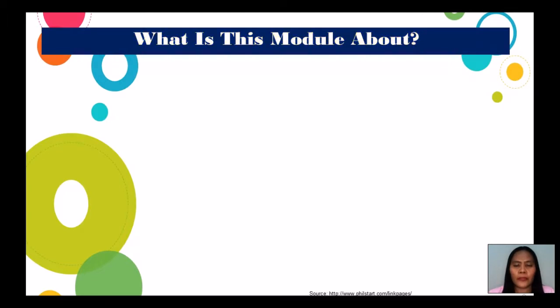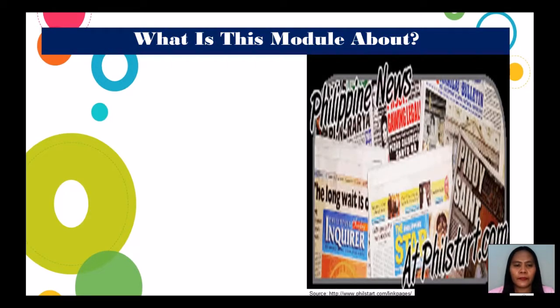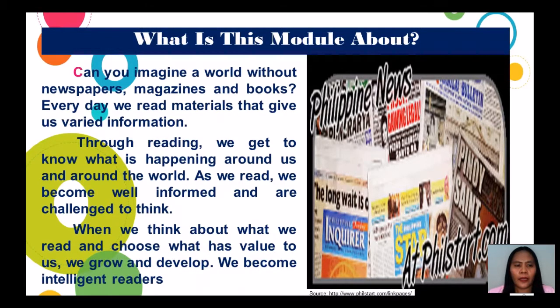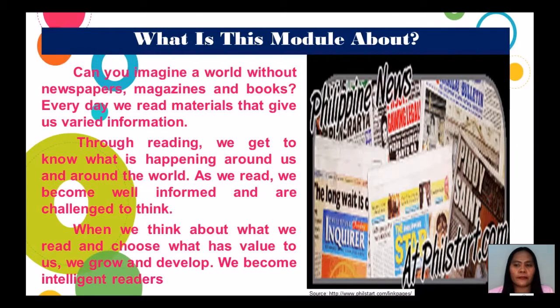What is this module about? Can you imagine a world without newspapers, magazines, and books? Every day, we read materials that give us varied information. Through reading, we get to know what is happening around us and around the world. As we read, we become well-informed and are challenged to think. When we think about what we read and choose what has value to us, we grow and develop. We become intelligent readers.